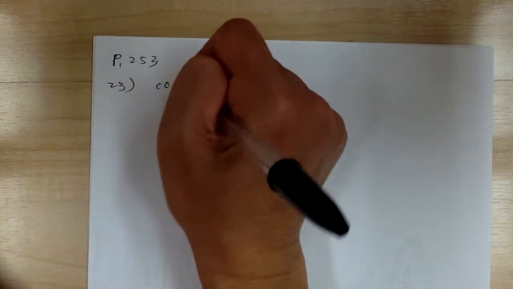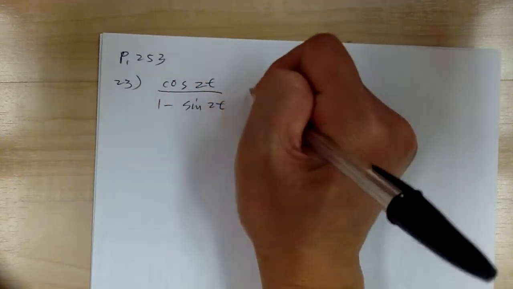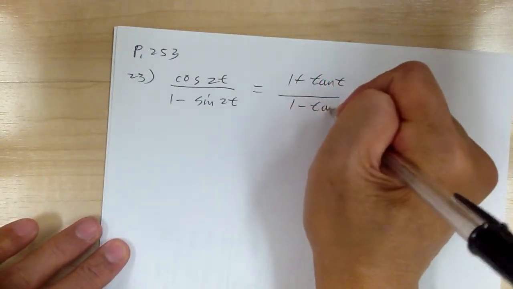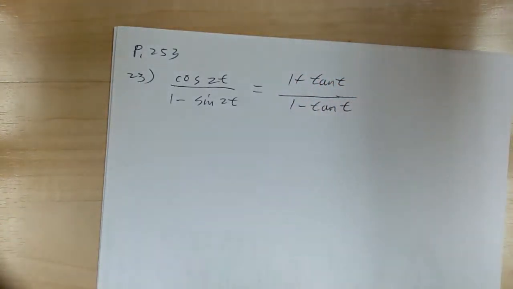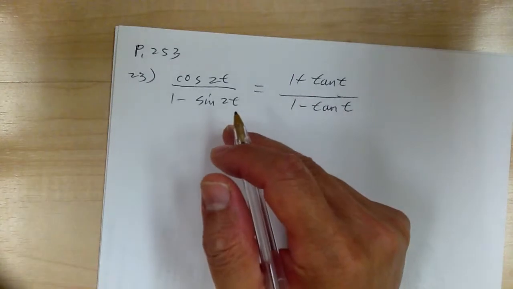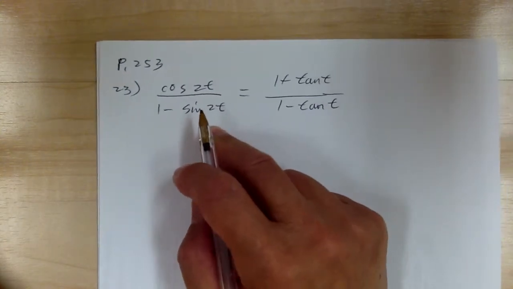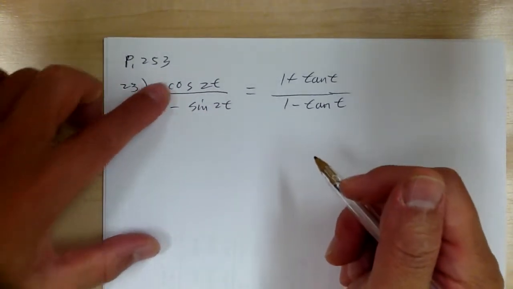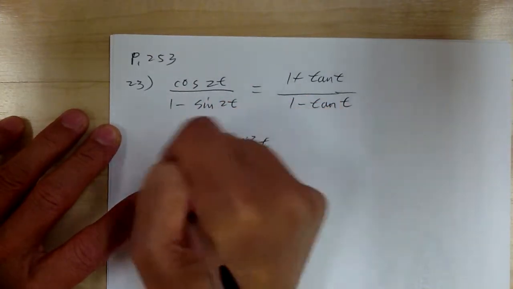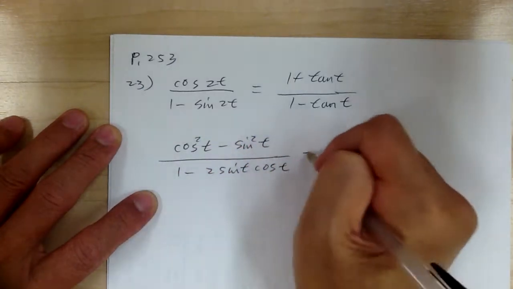Okay, let's go to 23. You have cosine of 2t over 1 minus sine of 2t equal to 1 plus tangent of t over 1 minus tangent of t. Okay, so again, first let's decide which side you need to change. So this one, you want to change this side. Let's use the identity: cosine of 2t is cosine squared t minus sine squared t, over 1 minus 2 sine t cosine t.